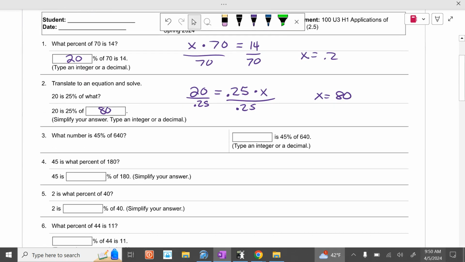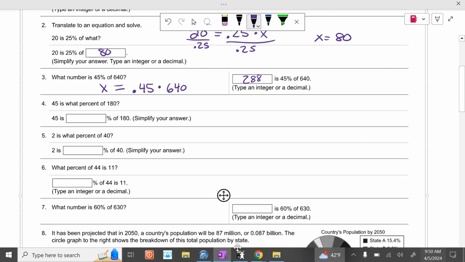Okay. What number is 45% of 640? So in this one, you just multiply, not 60, 640. This time, you just multiply these two together straight where they are because the x is already on the other side. What's 45% of 640? 288. Okay. So then I'll do 3 more of these.